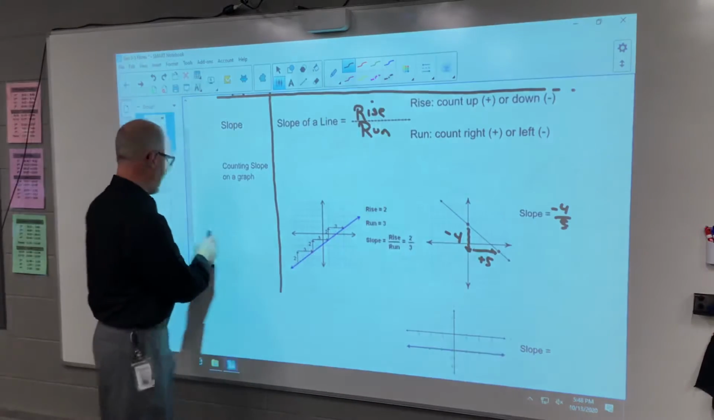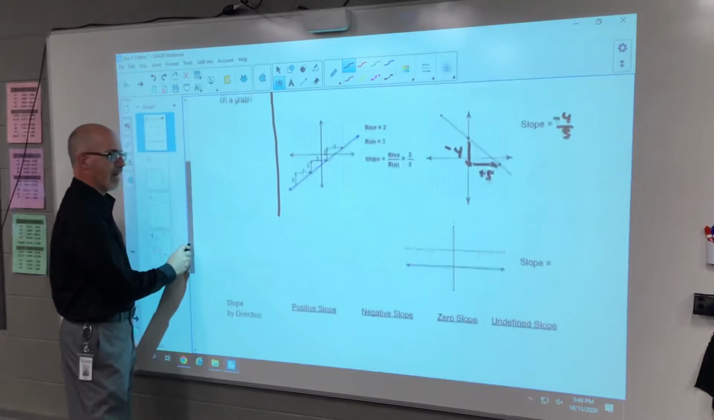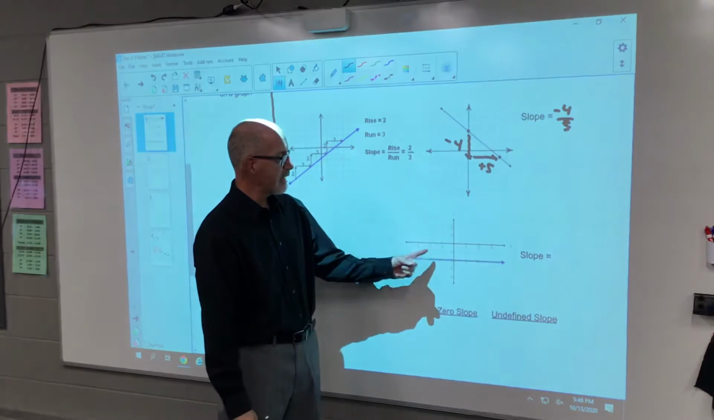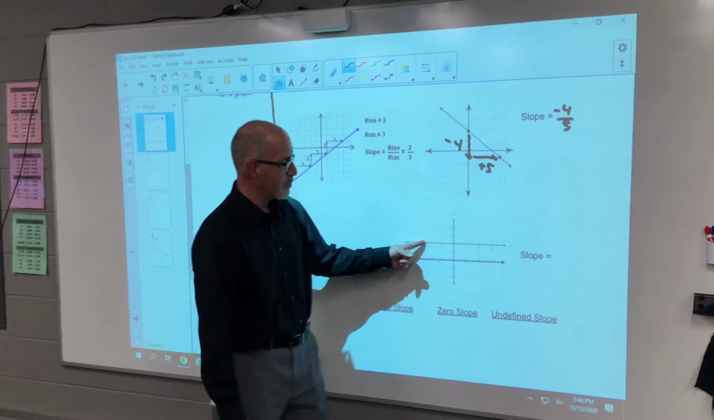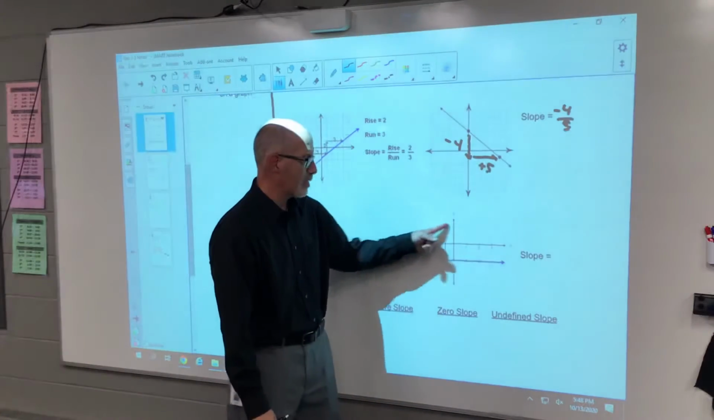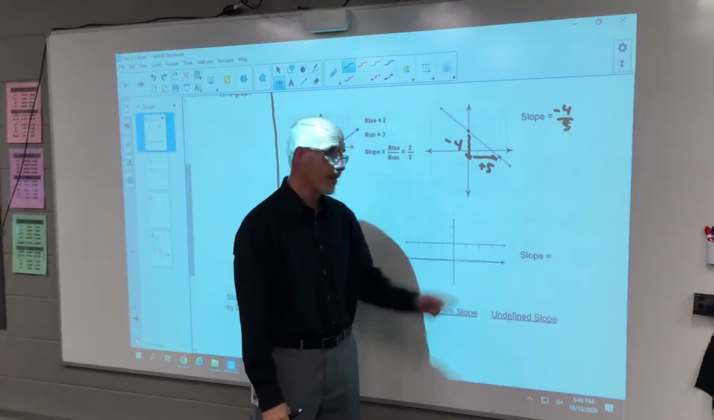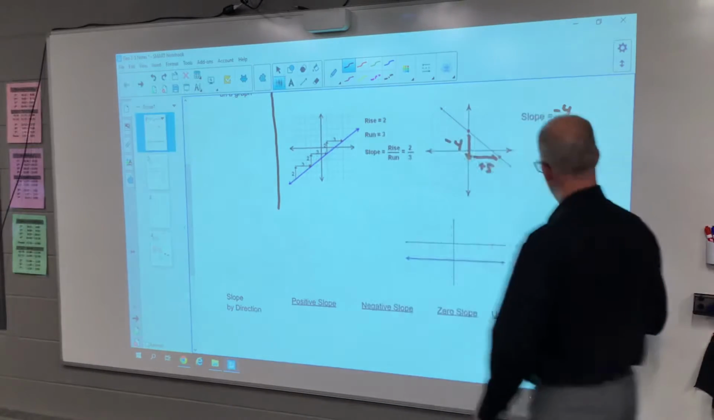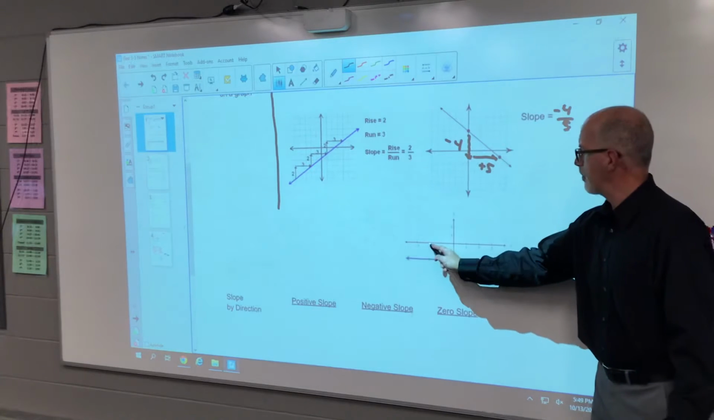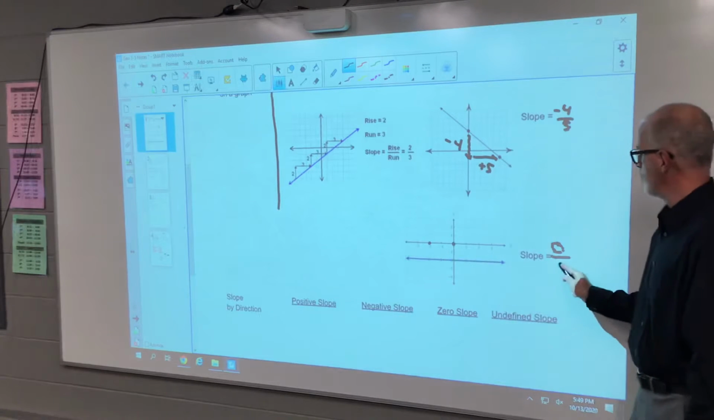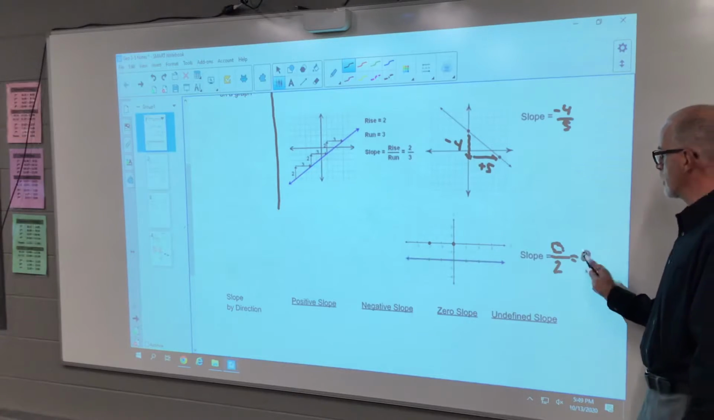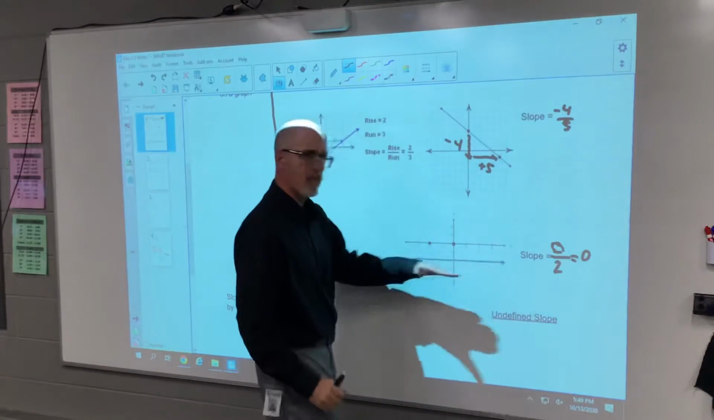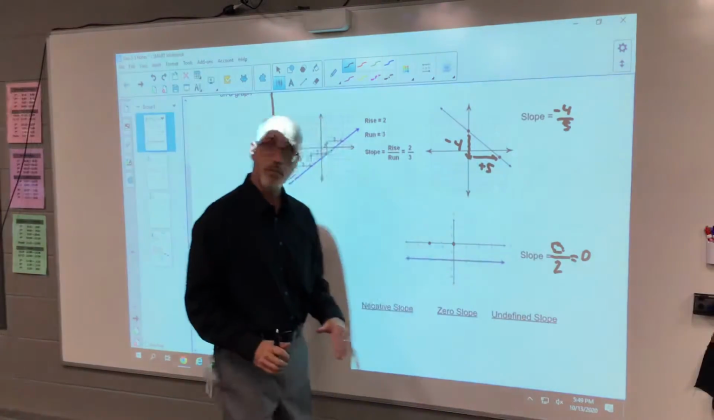All right, now what happens if we don't have any rise or if we don't have any run? For instance, in this example here, all we do is run. We have no rise. It doesn't go up to go to the next point. It just runs along. So if the rise is 0, then the run is any number. If I go from this point to this point, I run 2. Well, 0 over 2 is still 0. So my rise over run is 0. Every horizontal line has a slope of 0.